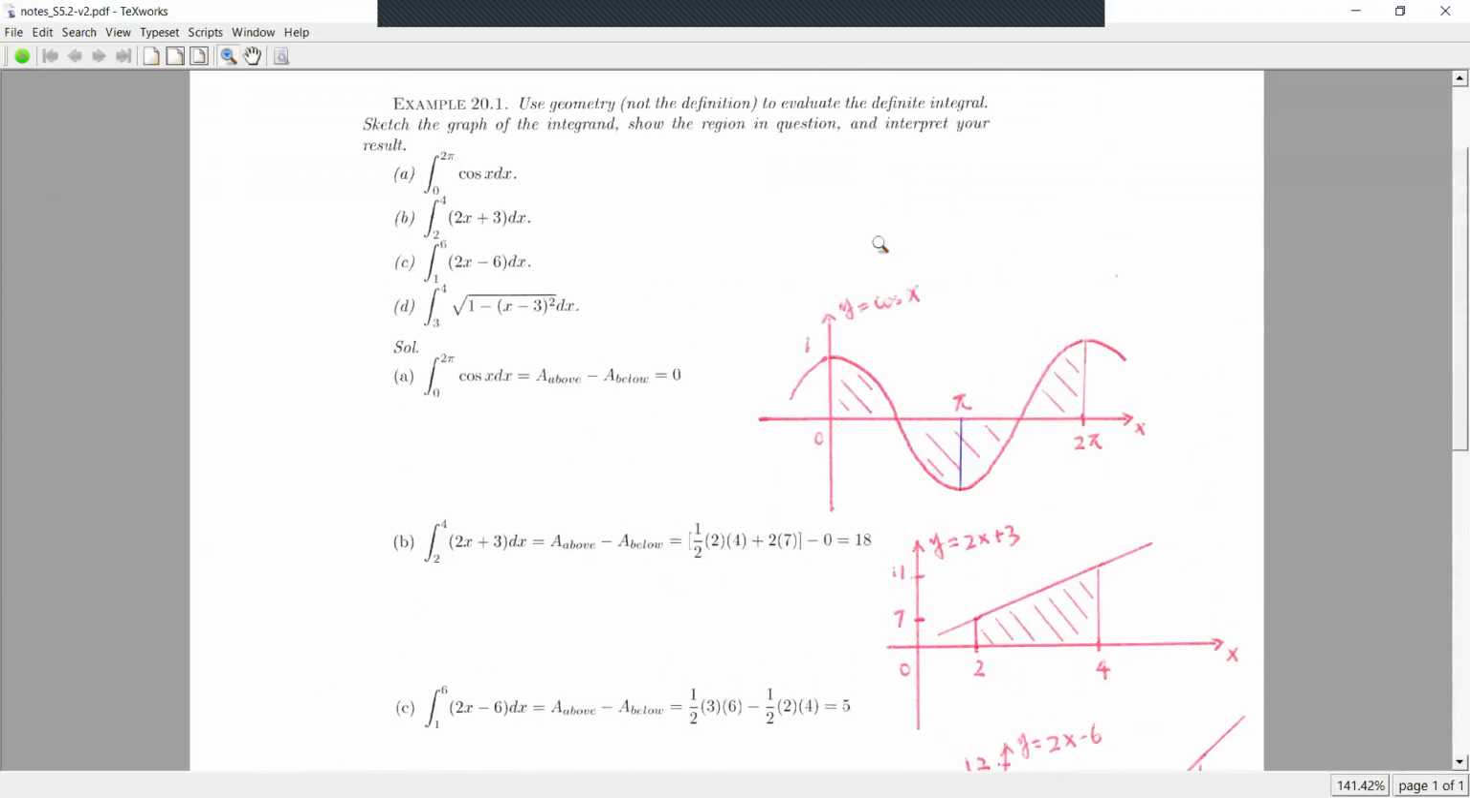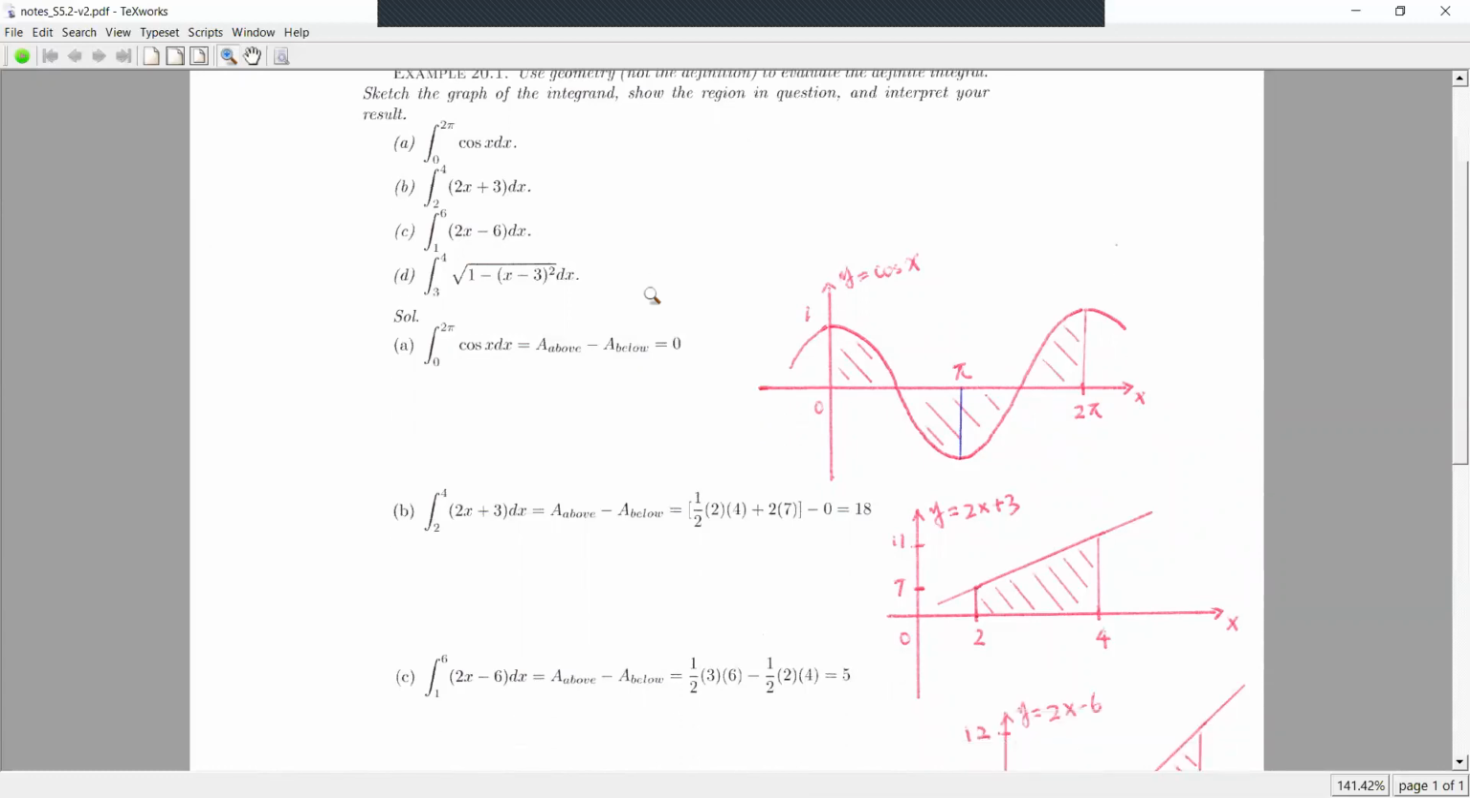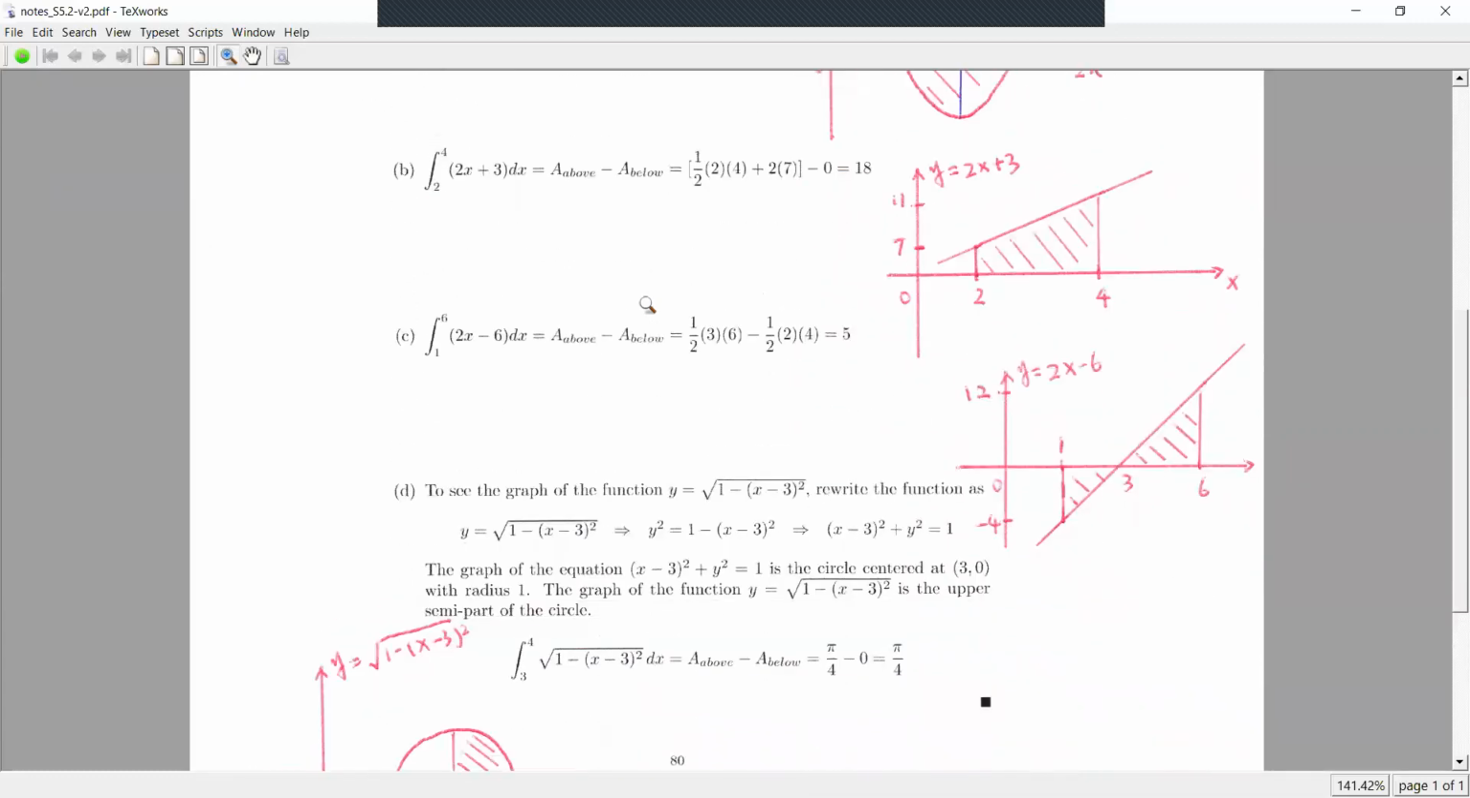Now, the third integral. Find the value of this integral. The integrand is 2x minus 6. Again, the graph is a line. Now here, 2x minus 6, the graph is this line.